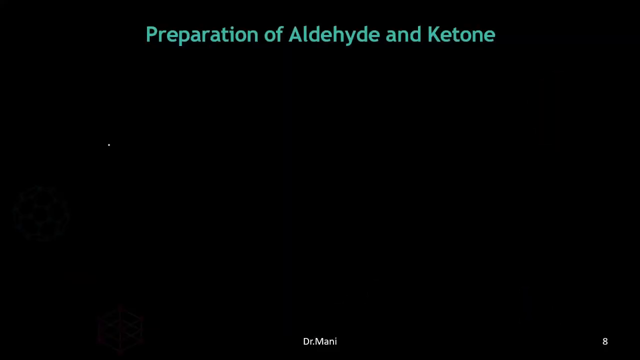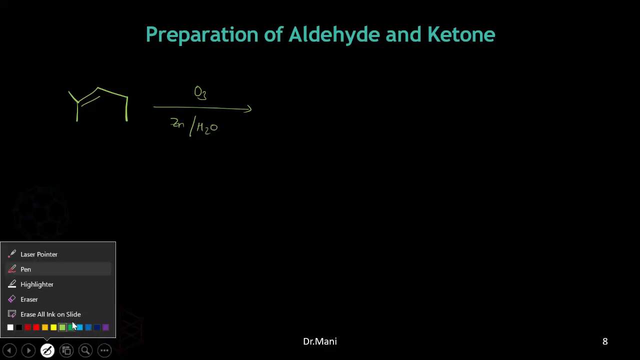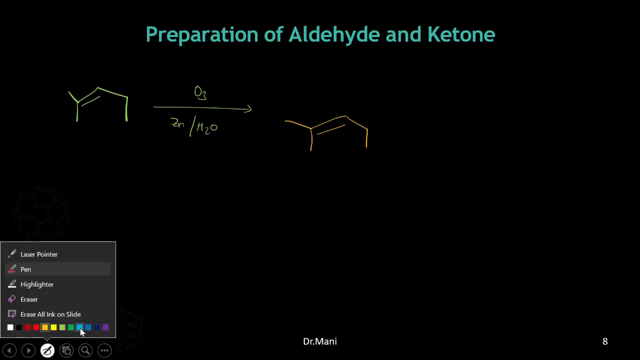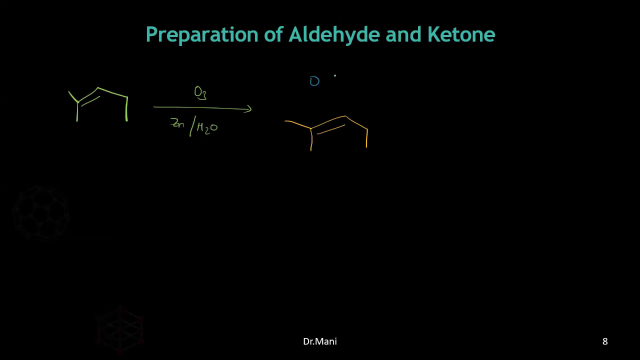So just draw with me. First you take an alkene. So let's take an alkene. So this is an alkene. In the presence of O3, zinc and water, it will be like this. Now we know there is ozone, which is O double bond O, O. This is the ozone, O3.